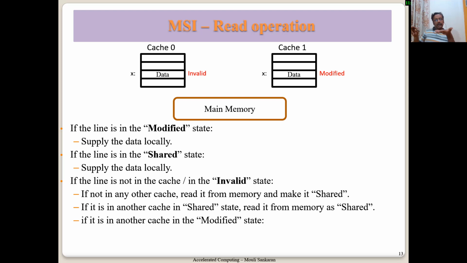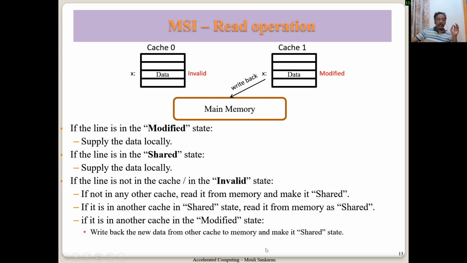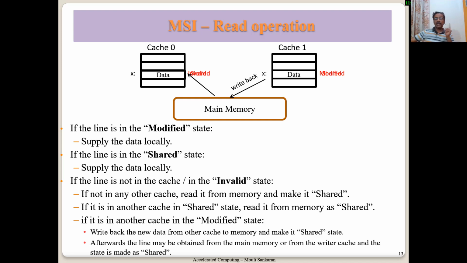Okay, what do you do? Make it shared in the other place, so that that core knows that it is not free to update it as and when it wants. It is in shared state. That means somebody else is also having the same block in their cache. It can be one or many. So what do you say? Write back the new data from the cache which is having it in modified state, and make it shared. Now you say that you are going into a shared state.